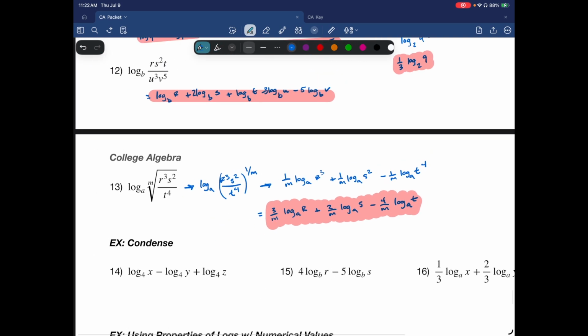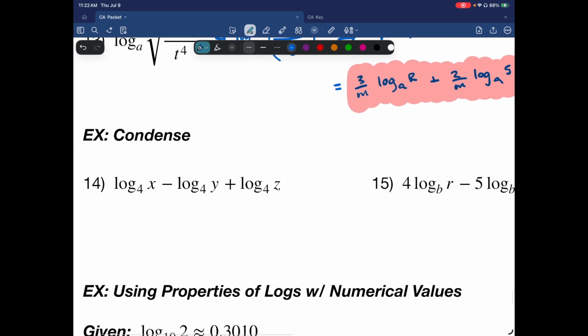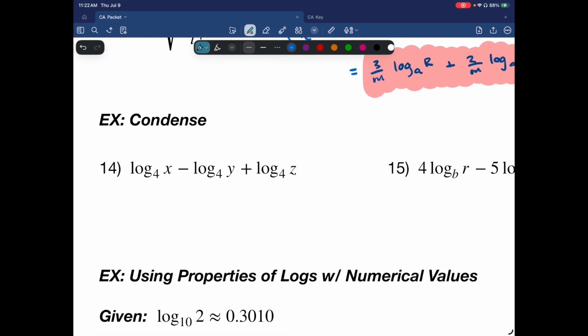All right, so expanding is not necessarily my favorite because I like to make things as simple as possible, but it is a useful tool. All right, what about condensing? The good thing is you have log base 4 everywhere, and as long as all the logs are the same, I only have to write it once. And so you have x.